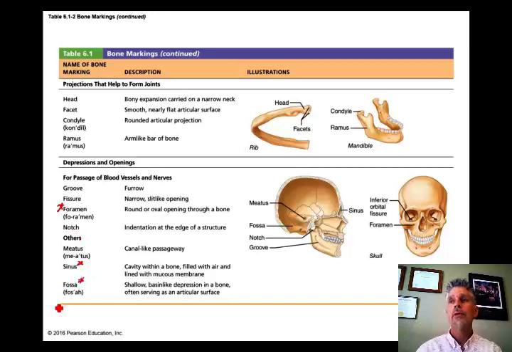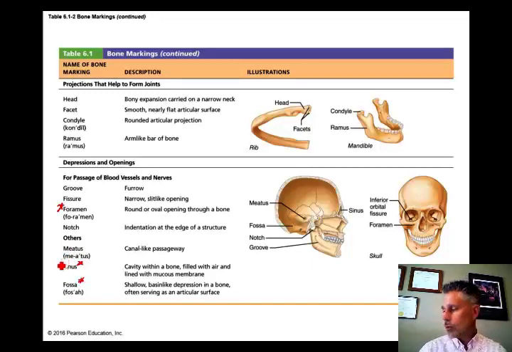So you'll need to learn those terms that we see in the table. Just like we said, it's going to be critical, just like learning a language, to know these particular terms, because you're going to see them again and again and again as we're applying them to particular bones as you're learning the bones of the body.